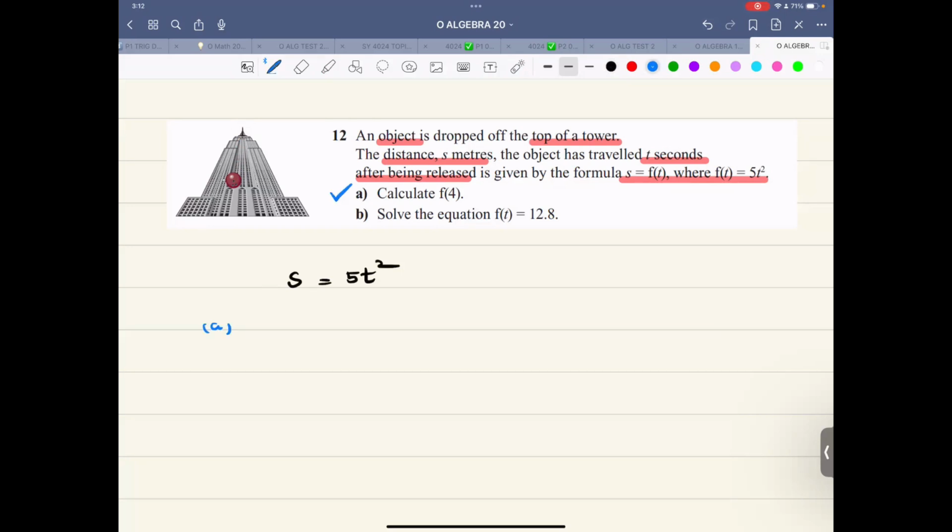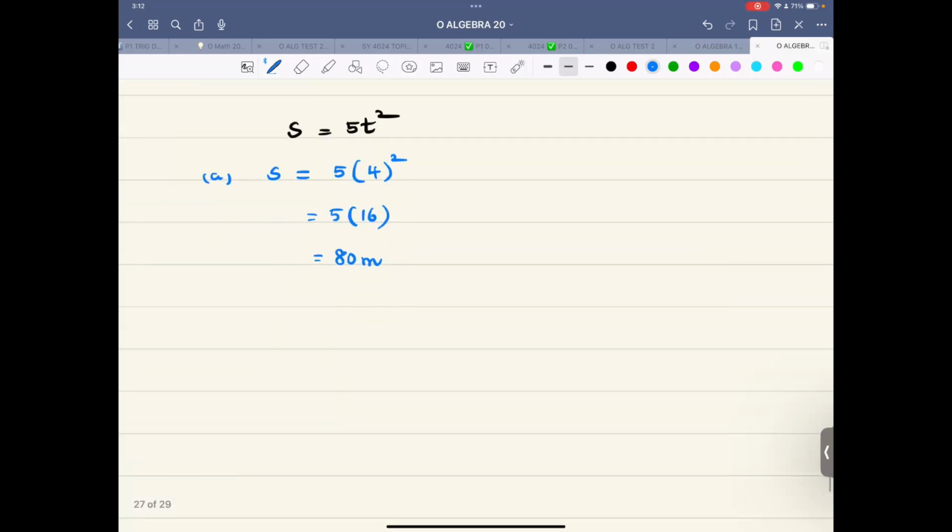That means the plug-in value is the time. So what is the distance when 4 seconds have passed? 4 into 5 into 4 square. That's 5 into 16, which comes out to be 80, and the units are meters. That means after 4 seconds, the distance traveled by the object is 80 meters.